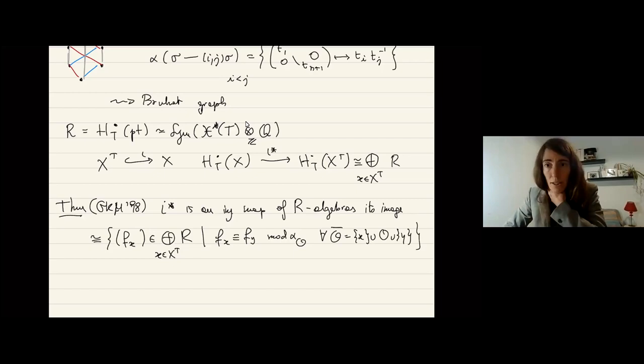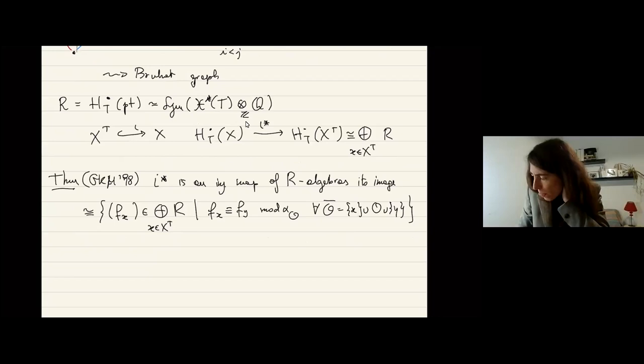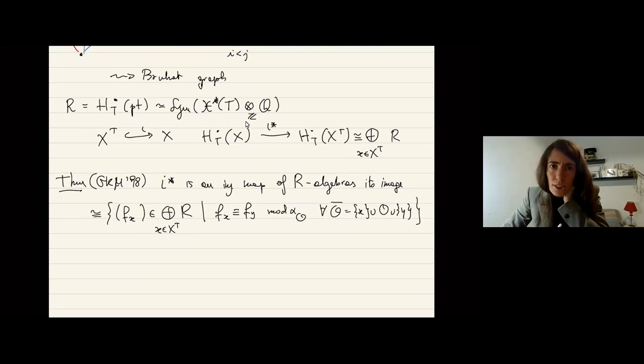So we get somehow a nice description of the equivariant cohomology. You can recover the cohomology just tensoring over R by Q. Okay, so in fact, in the good cases, so for example, in the case of flag varieties, this is true even over Z. So you can just work over Z, you don't need to extend scalars.